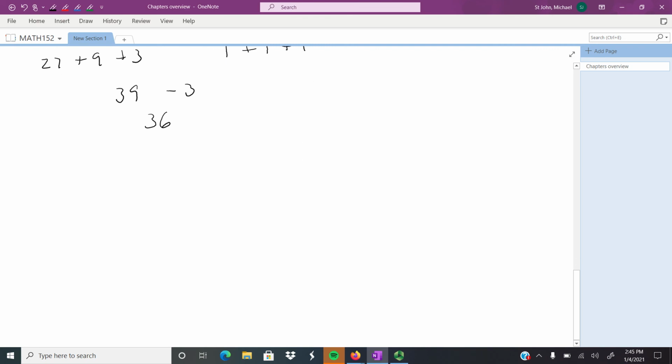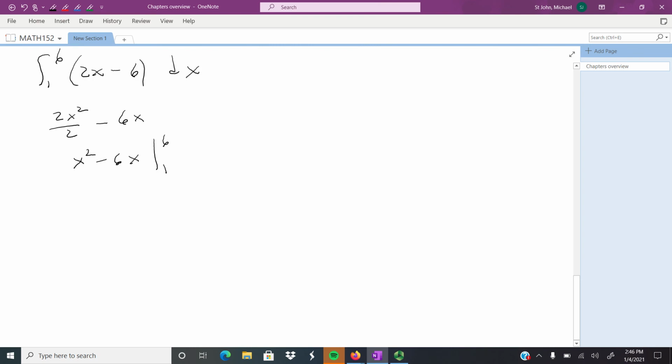Now let's look at this one. We're going to integrate 1 to 6 of 2x minus 6 dx. Right. So again, if I integrate this, it'll be 2x squared over 2 minus 6x, which will become x squared minus 6x evaluated from 1 to 6. So again, we plug in the numbers. This is going to be 6 squared minus 6 times 6, minus 1 squared minus 6 times 1.